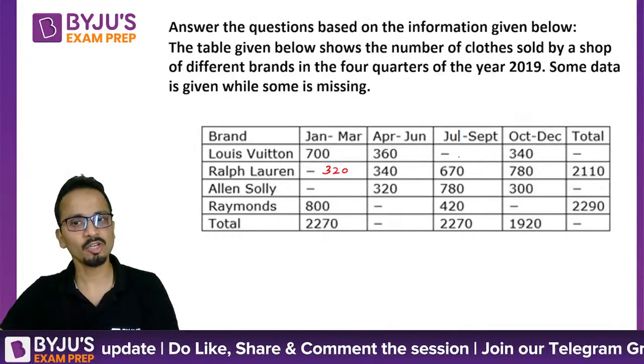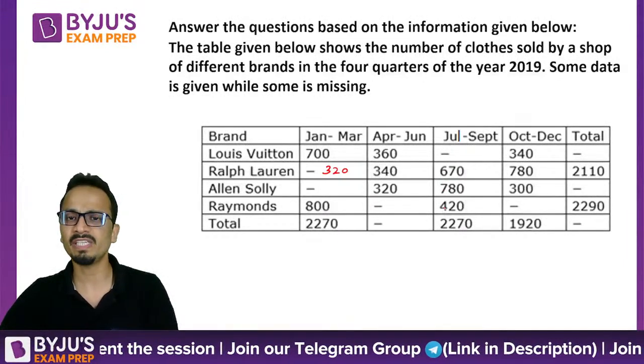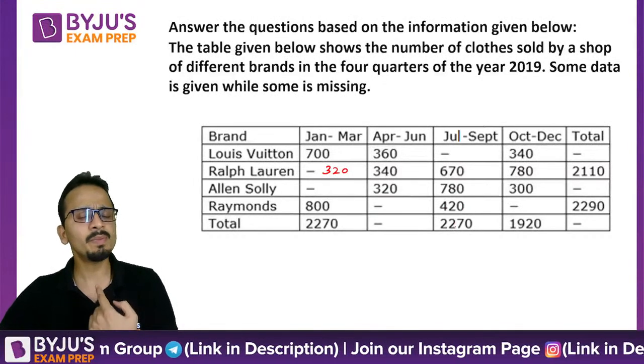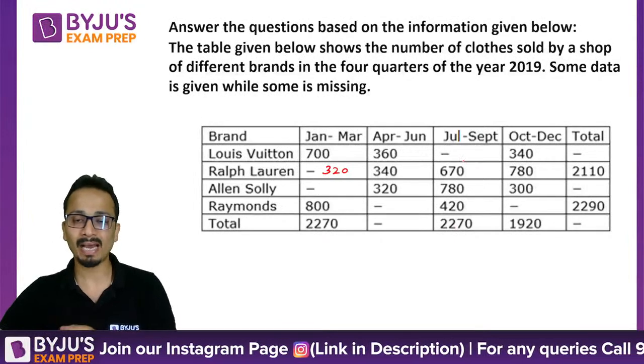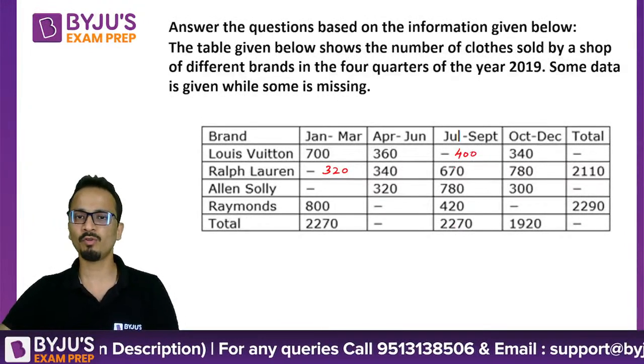Okay, fine, good. So 670, 7 and 6, 13, 13 and 4, 17, 18. 1870 is the sum of these three, which will be subtracted from 2270. So we will subtract 1870 from 2270. So I'll get a balance value of 400.